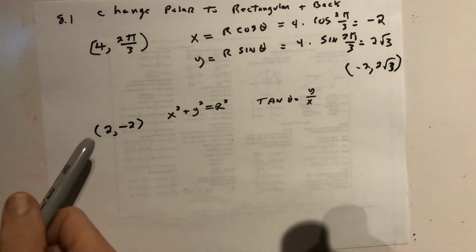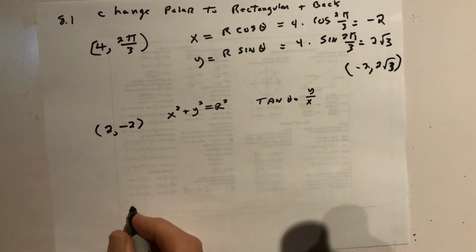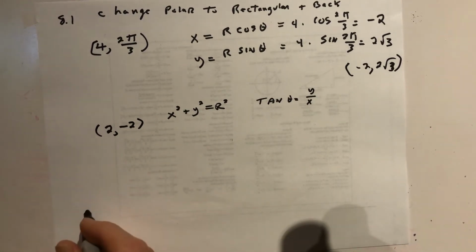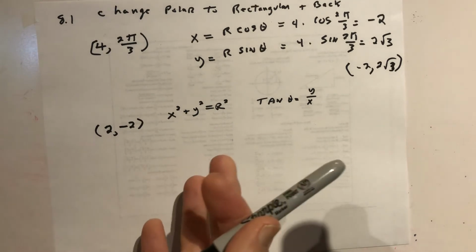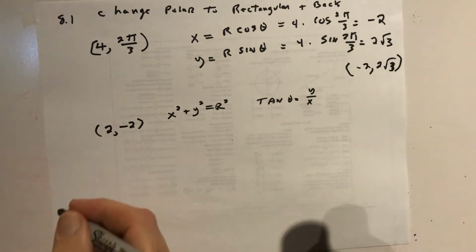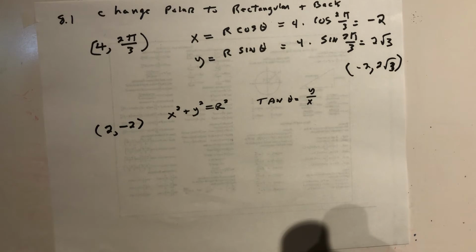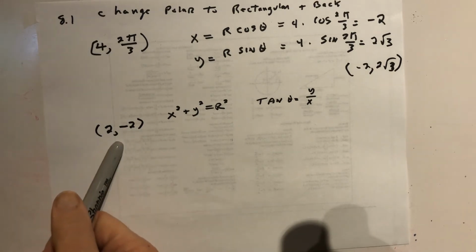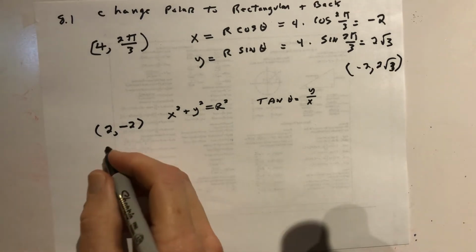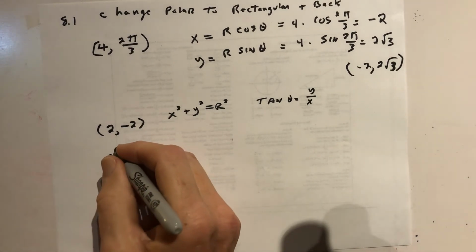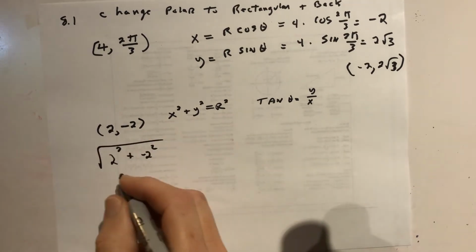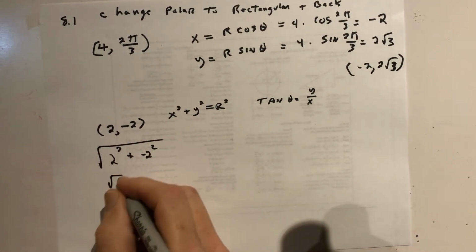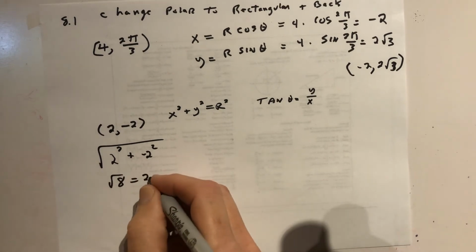All right, now let's say we have a rectangular point. We're going to go over 2 and down 2. We've got to find the angle and the distance. Here's how you find the distance. It's just the Pythagorean theorem. So for this one, here's x, here's y, so it's 2 squared plus negative 2 squared, and square root the whole thing. That's 4 plus 4, the square root of 8, which is 2 root 2.